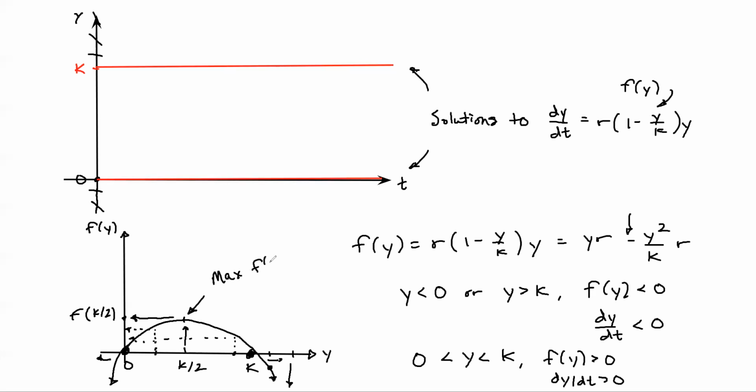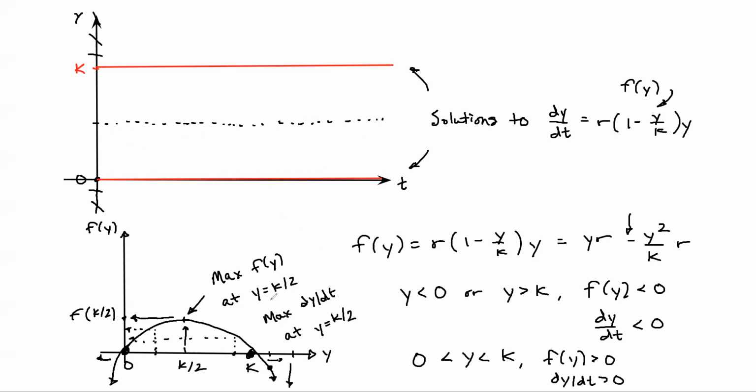So we have max f of y is at y equals k over 2, and that tells us that max slope dy dt is at y equals k over 2. And how do we use that? Well, we can go here to k over 2, and we can put in a dashed line to represent the fact that the max slope is there.